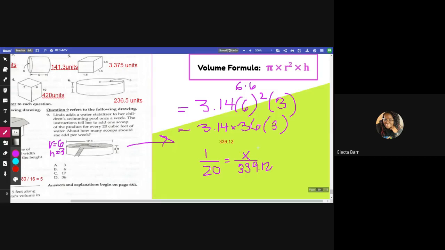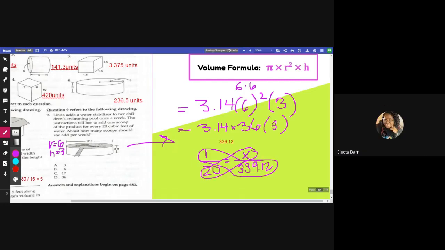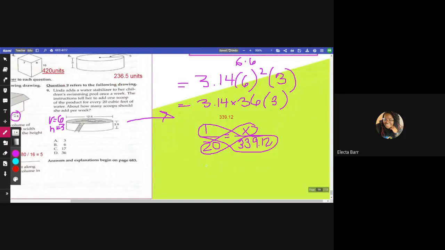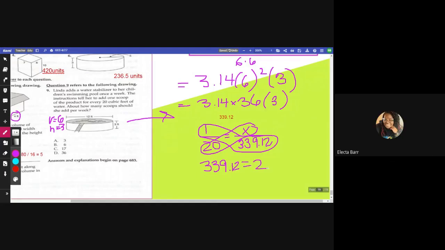How many scoops? So just like we would do before, we cross multiply. 339.12 times 1 is equal to 20x. Just like what we did before, remember we divide because this is multiplication. The opposite of multiplication is to divide. So we divide both sides by 20.